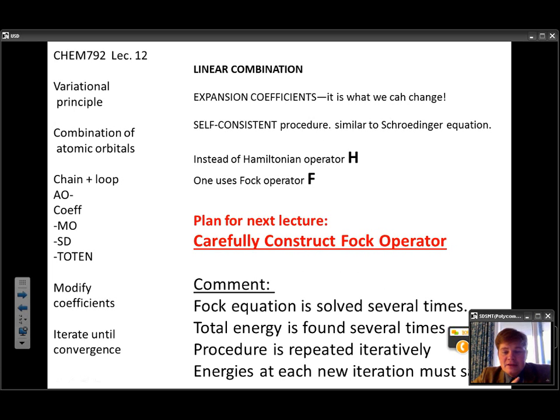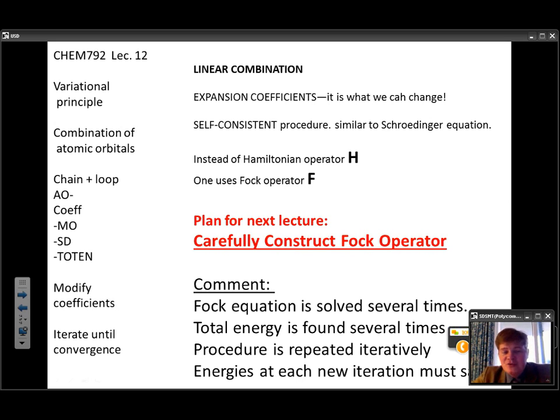In the next lecture on Thursday, I'm going to cover the subject of how to carefully construct these Fock operators. I'm going to be brief today and finish in a couple of minutes. Through solving the eigenvalue problem with the Fock operator, one is getting expansion coefficients and molecular orbitals.